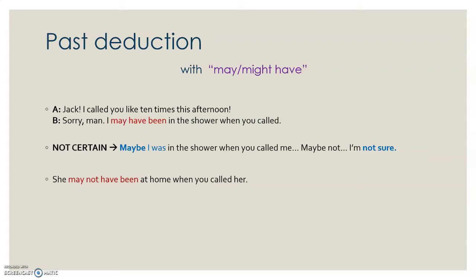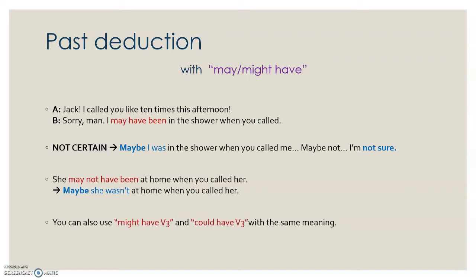Here's another example. She may not have been at home when you called her. This is a negative example. I'm not sure. Maybe she wasn't at home when you called her. Maybe she was. You can also use might have verb 3 and could have verb 3 with the same meaning. It's like 50%, okay? May have, might have, and could have can be used with the same meaning.